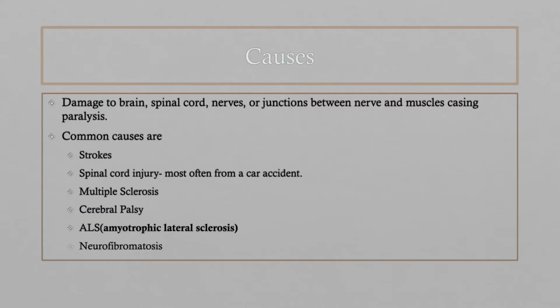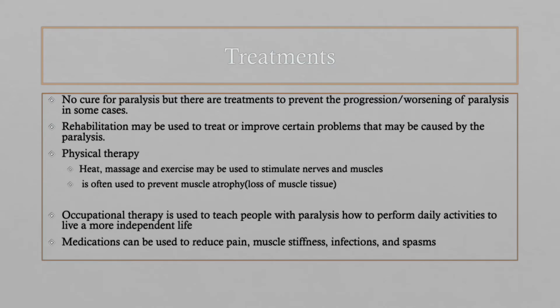Causes of paralysis include damage to the brain, spinal cord, nerves, or junctions between muscles causing paralysis. Common causes are strokes, spinal cord injuries, most often from car accidents, multiple sclerosis, cerebral palsy, ALS, which is amyotrophic lateral sclerosis, or neurofibromatosis. Treatment options for paralysis.